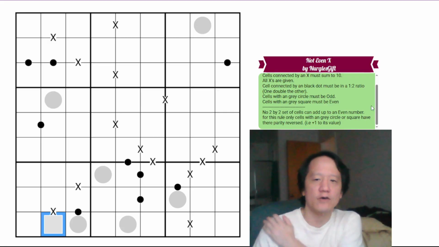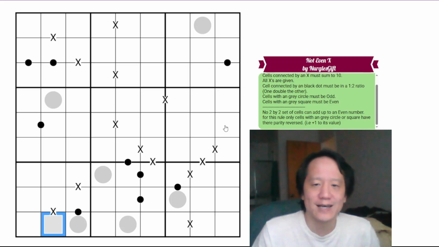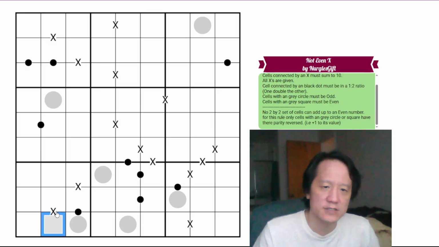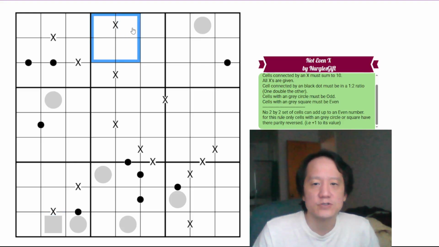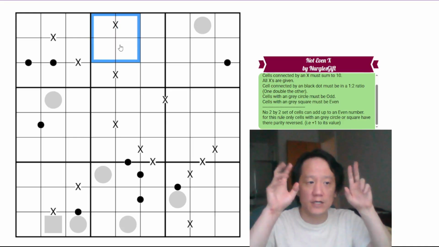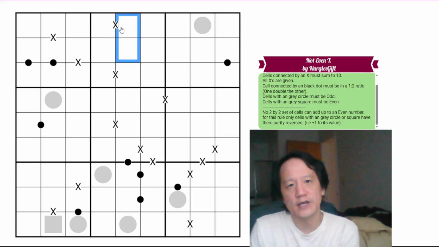And finally, no 2x2 set of cells can add up to an even number. For this rule only, cells with a gray circle or square have their parity reversed. That is, add 1 to its value. That's interesting. So in every 2x2 set of cells in the grid, none of them can ever add up to an even number. So you can't have 4 even numbers here, and you can't have 4 odd numbers here.